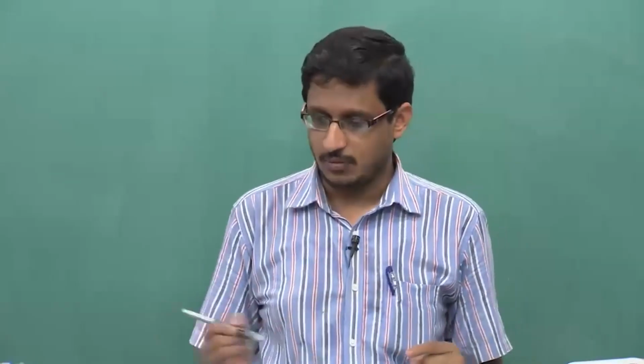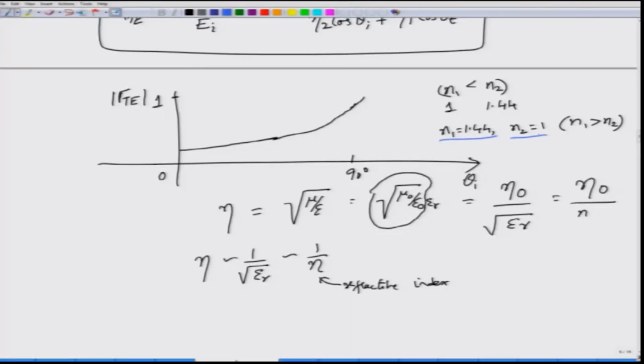Let us switch the cases now. I consider N1 equals 1.44, N2 equals 1. What happens in this case is that at theta i equal to 0, it begins in the same way, and thereafter there is a small decrease which I should point out here. So this is your case when N1 is less than N2. Now for the case where N1 is greater than N2, you will see that this would go like this and suddenly hit reflection coefficient equal to 1.